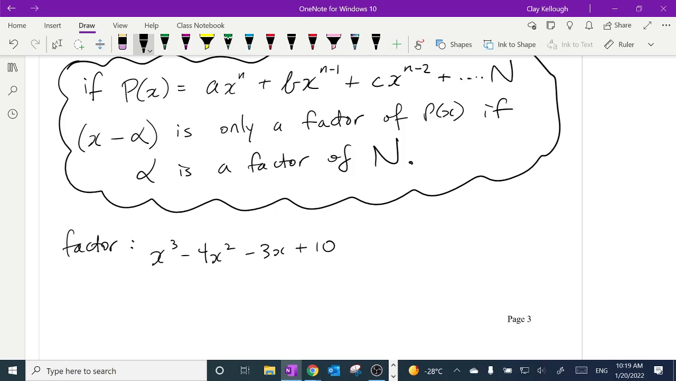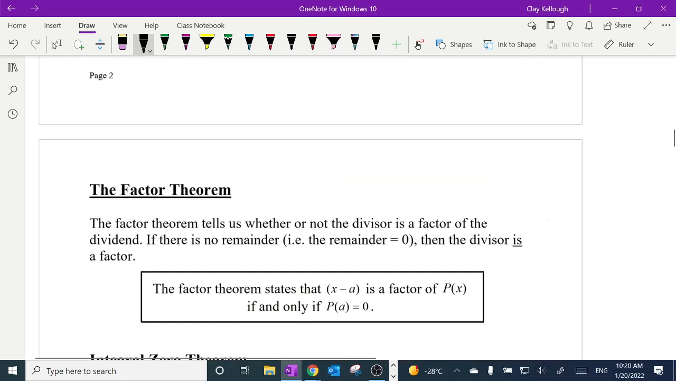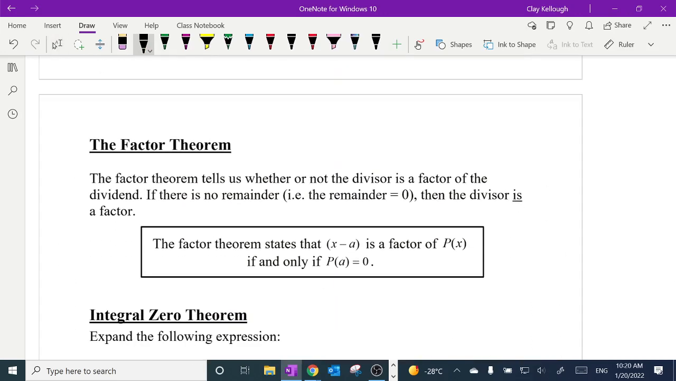Well, the only factors that could exist are factors like plus or minus 1, plus or minus 2, plus or minus 5, plus or minus 10. I wouldn't bother trying 3, because 3 is not a factor of 10. I wouldn't bother trying to find 4, right? Does x minus 4 possibly make a factor? No, it can't, because 4 is not a factor of 10. So the only numbers I have to worry about are positive and negative 1, 2, 5, and 10, and combine it with what we just said in the factor theorem. If p of a is 0, then x minus a is a factor.